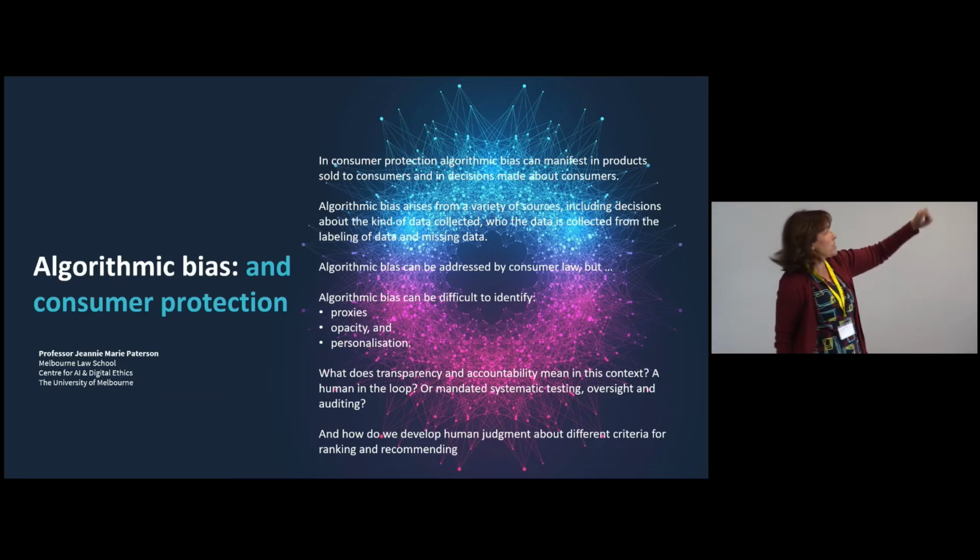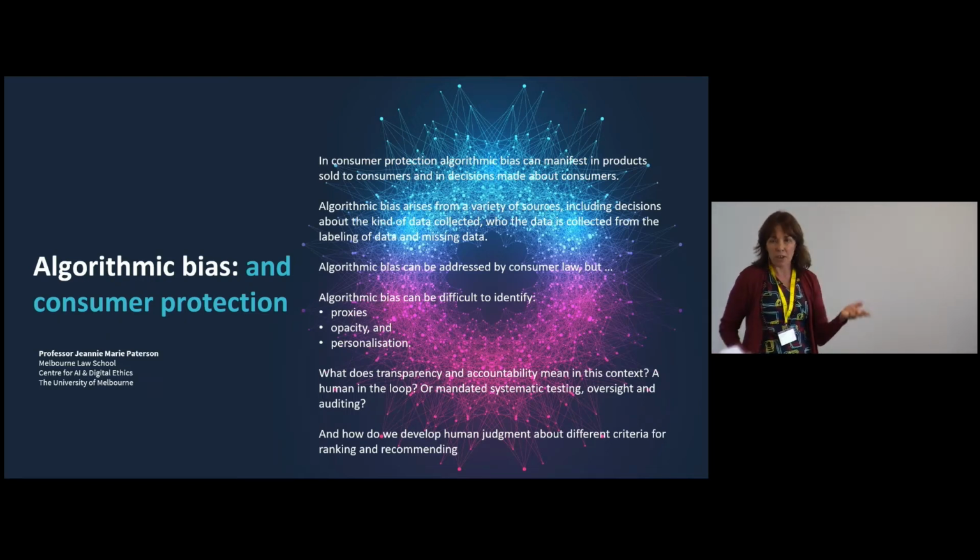And we have the problems of opacity and proxies. No decision about who gets a loan or who gets to see particular ads or who gets insurance is going to be made directly on the basis of a protected attribute. The bank is not going to say, you don't get a loan because you're not white, you don't get a loan because you're not middle class. There's going to be other bases for that decision, which are maybe proxies for protected attributes, but are going to be quite difficult to pick up.